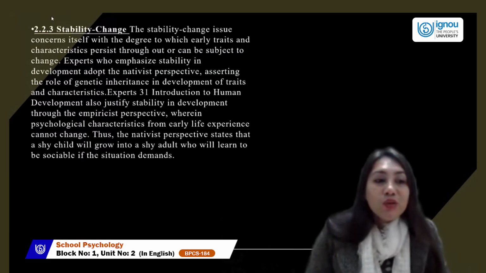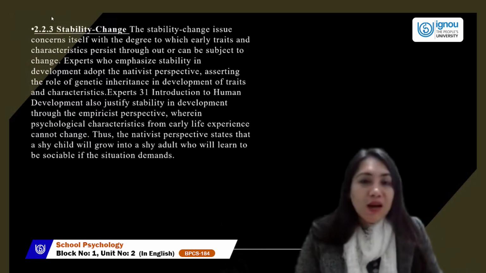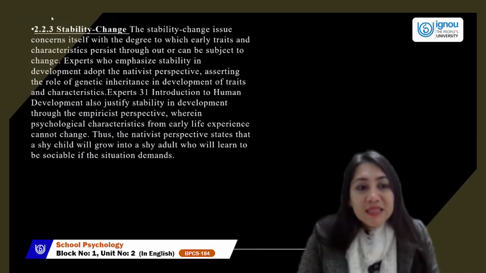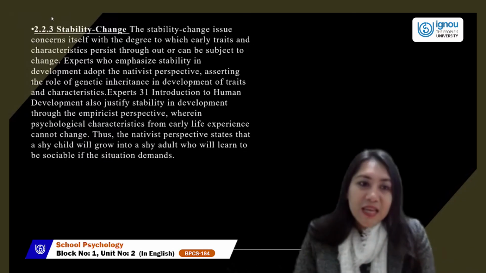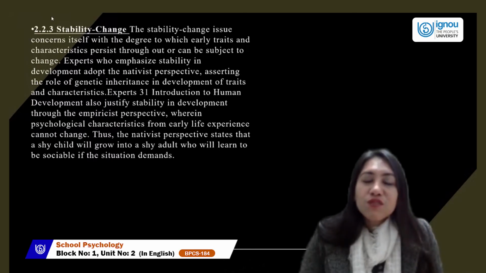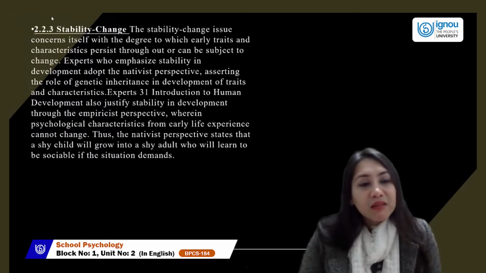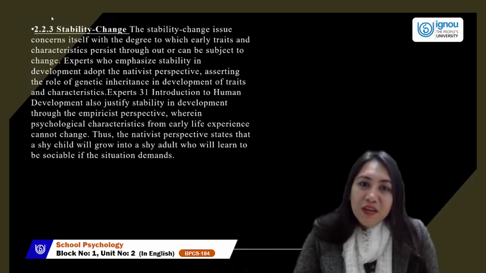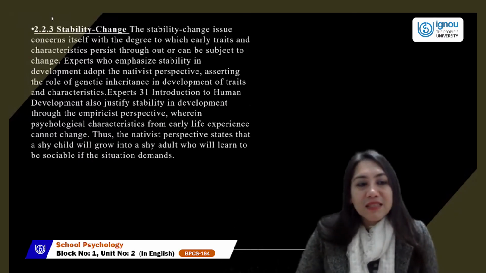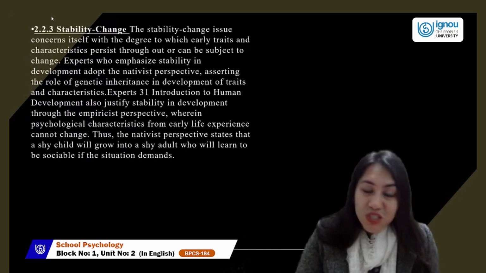The reason we look down our heredity, which is the chain of our parents, our mothers and fathers, is to see what could be reflected in us. And it's gradual in nature. It cannot suddenly make changes. It's very gradual in nature. On the other hand, the stability in development is also justified through the empiricist perspective, wherein psychological characteristics from early experiences cannot change, which is very true.